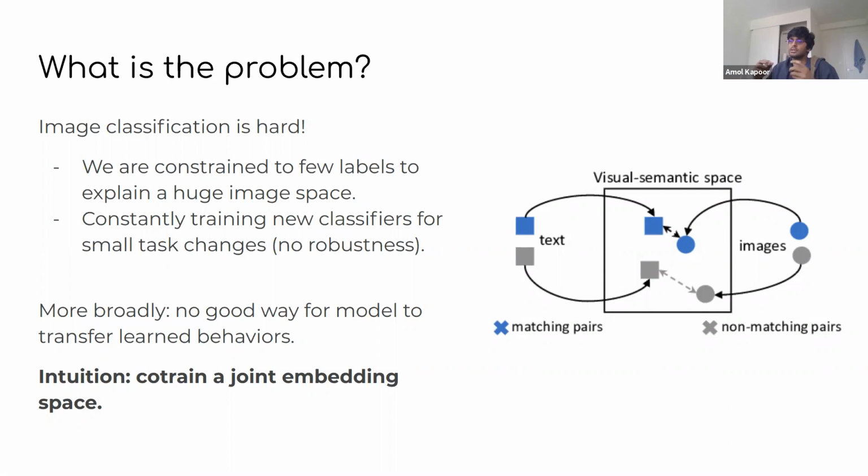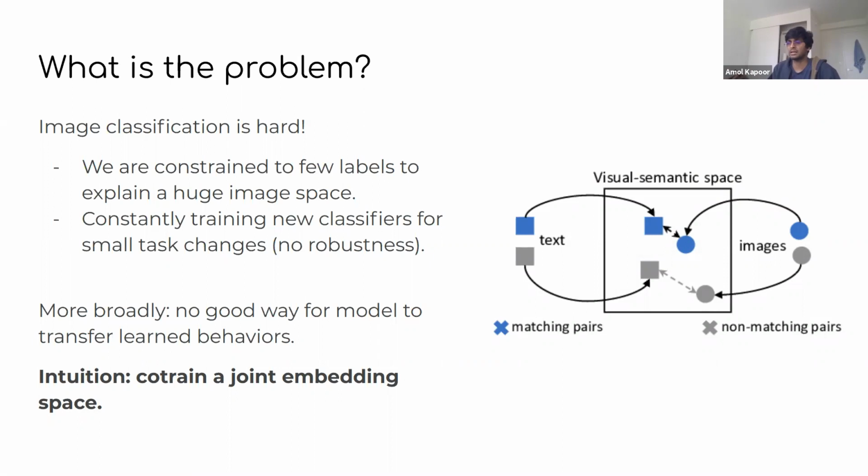So as a result, we constantly have to train new classifiers for small task changes. And even if I want to just add a new label, like let's say I have 0 through 9, and then I wanted to add the letter A, I would still have to basically retrain that entire model from scratch. So there's no robustness in the model, which really, really sucks. And more broadly, there's no good way for many image models to actually transfer learned behaviors to other problems.